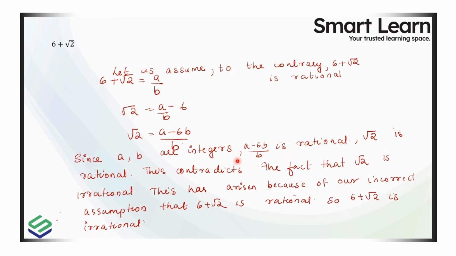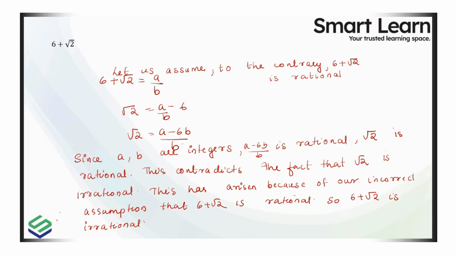Since a, b are integers, (a minus 6b) by b is rational. So root 2 is rational. This contradicts the fact that root 2 is irrational. Why has this arisen? Because of our incorrect assumption. We took it as 6 plus root 2 is rational, so root 2 you will get as rational only. So 6 plus root 2 is irrational.